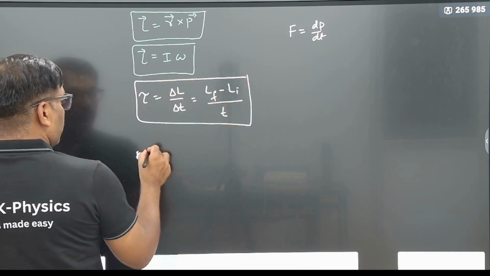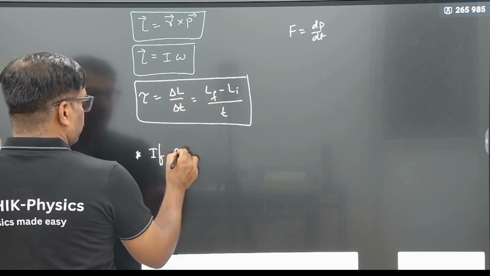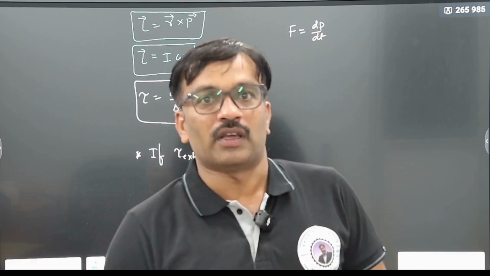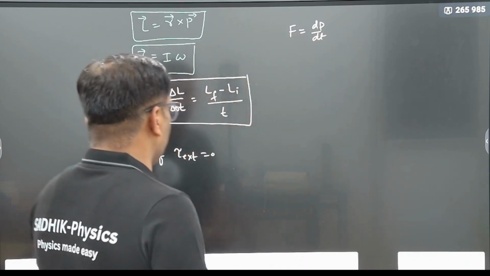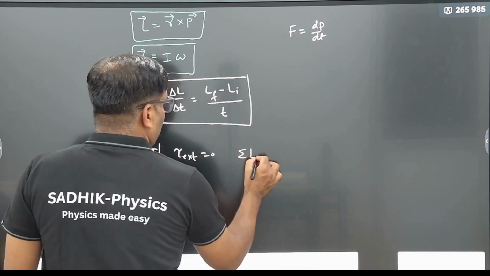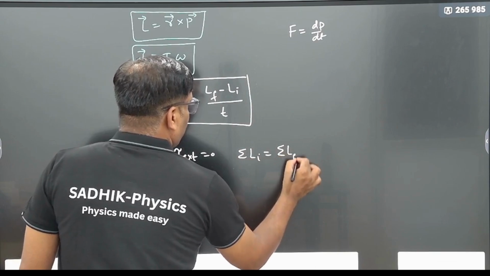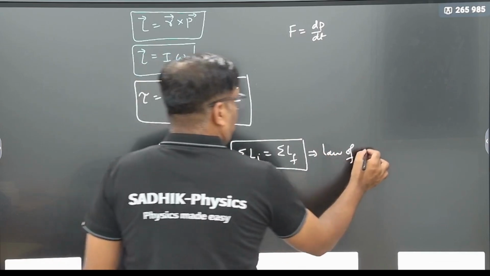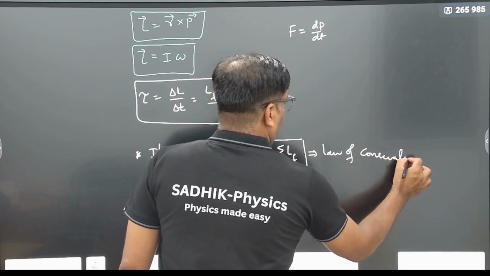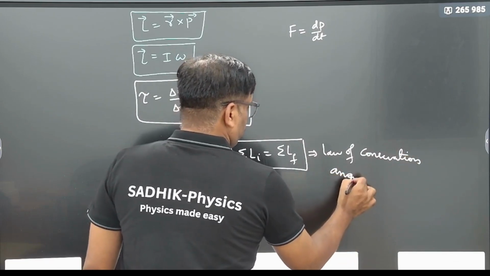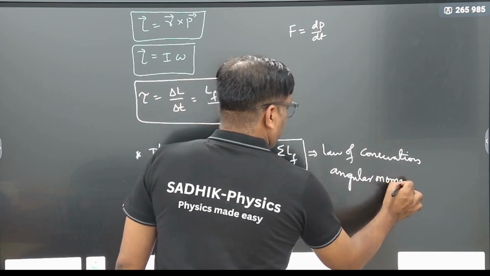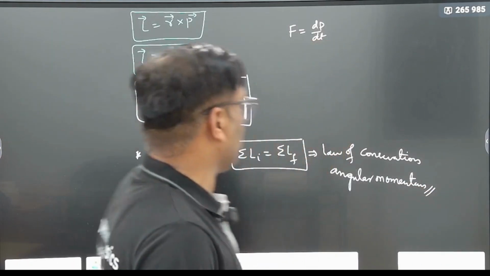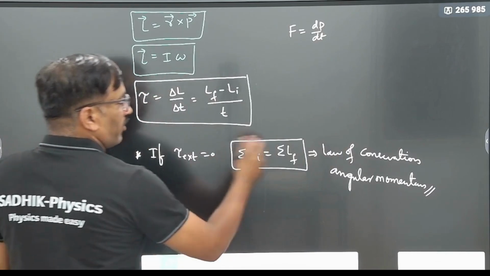So if the external torque acting on the system is 0, that means there is no external torque, what will happen? Total initial angular momentum will be equal to total final angular momentum. This is nothing but the law of conservation of angular momentum. Right, we will see a lot of examples of this: initial angular momentum equals final angular momentum.